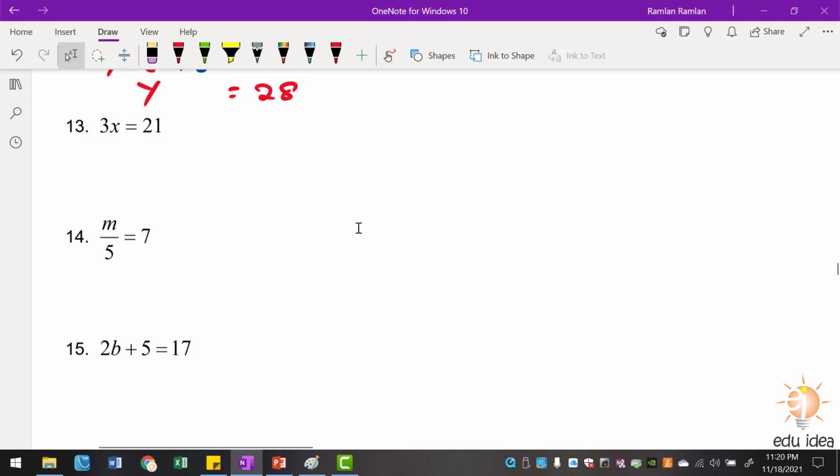Okay, next, number 13. We have 3x equals 21, and as you can see, again, the first thing that you need to see is the variable, which is the x here, and then it's not alone yet because we have this 3, so we need to get rid of that 3.